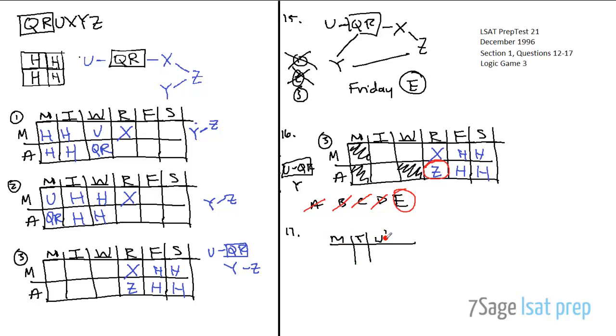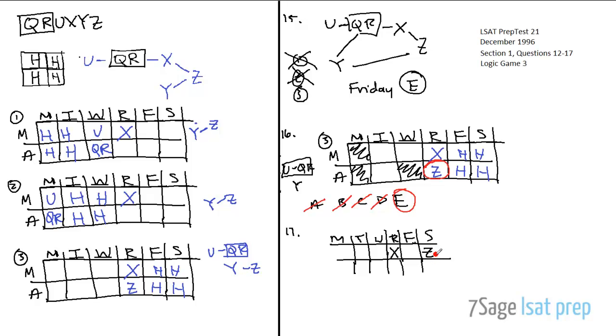Monday, Tuesday, Wednesday, Thursday, Friday. Oh, this is R, F, S. We have morning and afternoon, right? And so what do we know? We know that X is on Thursday morning. Now we know that Z is on Saturday morning.